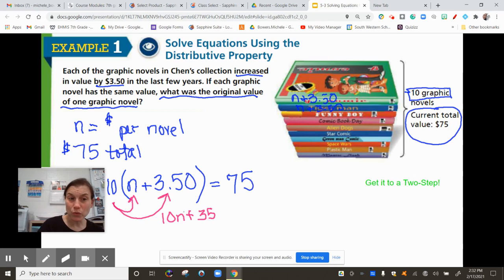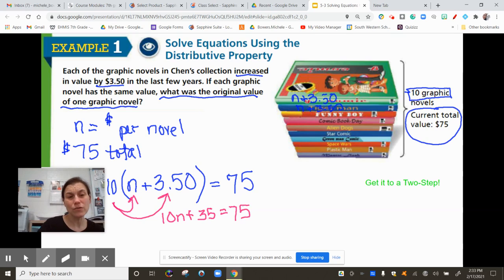Now, if each of them has increased by $3.50, that's a total increase of $35, because that's $3.50 for each of the 10 of them. So that would be $3.50 times 10. So that's a total increase of $35. When you include all the original prices and the total increase, that equals $75. So that's what this equation means.